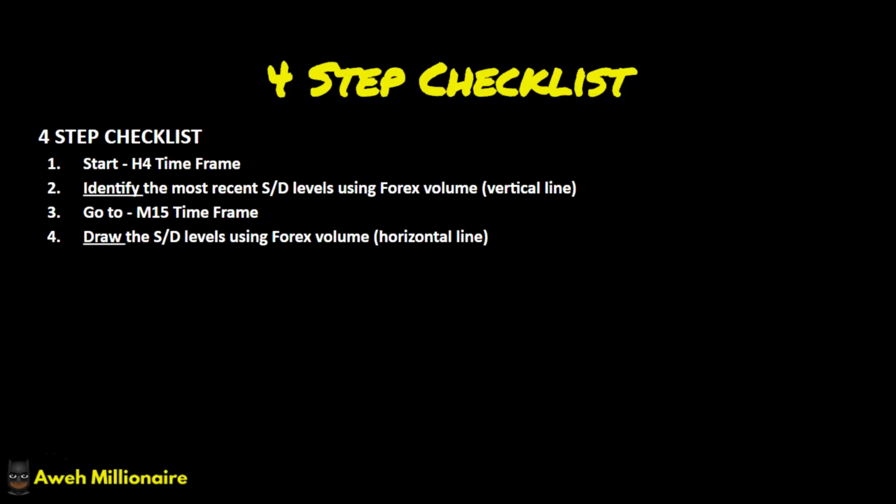Start on the 4-hour time frame, you identify the supply or the demand level on the 4-hour time frame using the Forex volume, and you're going to be using the vertical line to help you. And then you go down to the 15-minute time frame, and in this time frame, this is where you're actually going to draw the price level, the supply and demand level, again using the support of the Forex volume, and you'll be using a horizontal line so that you can clearly draw this on the chart and you can see exactly where the price level is.